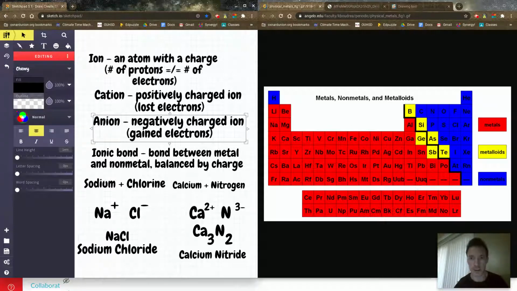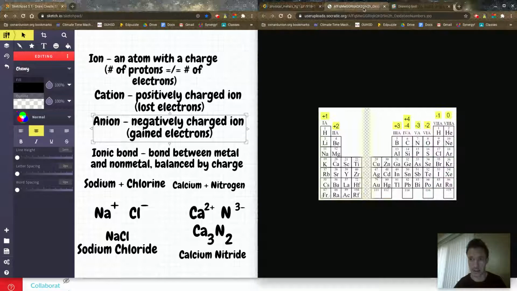There's different possibilities. Column 1 is going to have a +1 charge. Column 2, when it bonds, gets a +2. Over here, column 13 is going to be 3+. Column 14 can be plus or minus depending on if it's a metal or a nonmetal. Column 15 is going to be 3 minus. 16, 2 minus. 17, 1 minus. Let's take a look.